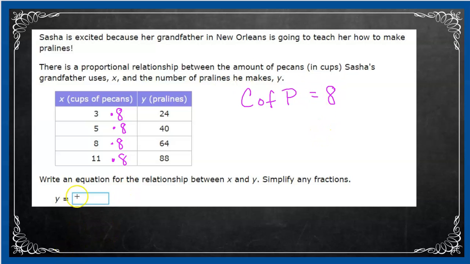So that means y equals 8x. And again, this is the equation. I have to multiply all the x's times 8 to get the y, and that's all that means. So my equation is y equals 8x.